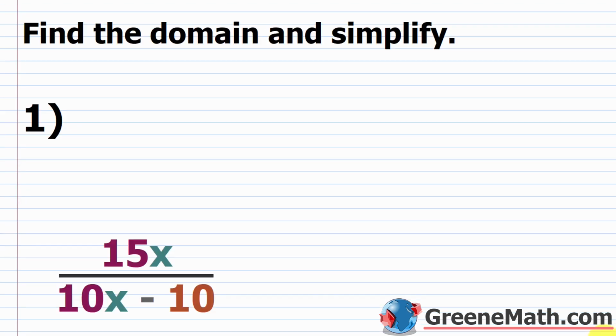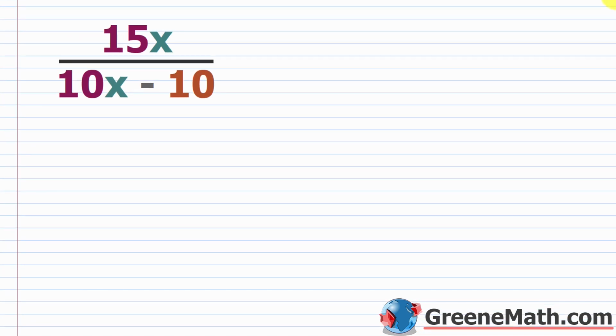All right, let's take a look at our practice test. We're told to find the domain, or you could really say the restricted values, and to simplify. So for problem 1, we're going to look at 15x over 10x minus 10. So when you work with rational expressions, remember, you can't divide by 0. So you want to make sure that you're not plugging in something for x that gives you a denominator of 0. So to figure that out, the first thing you always do is you set your denominator equal to 0, and you solve the resulting equation. So you say 10x minus 10 is equal to 0.